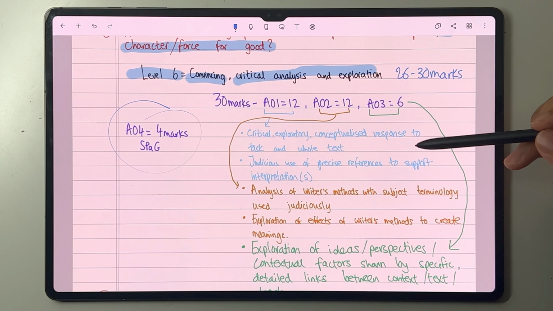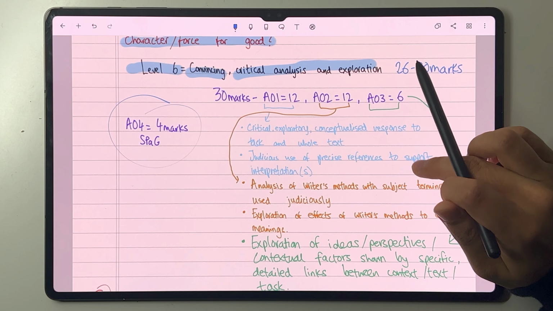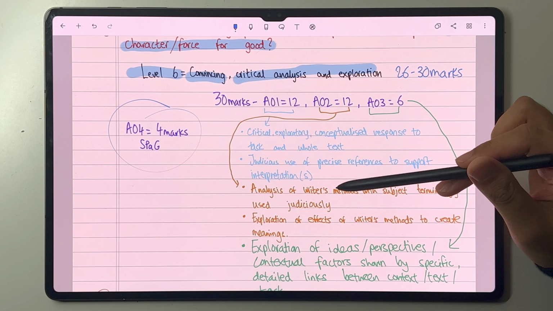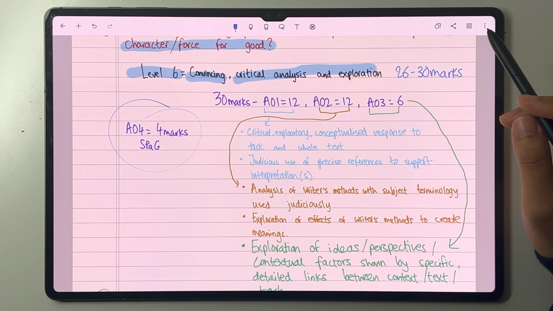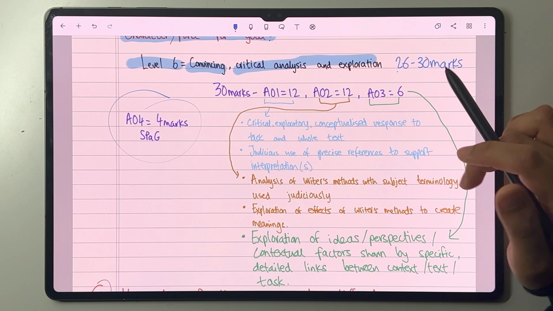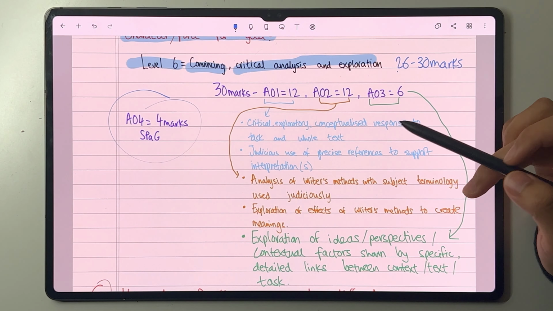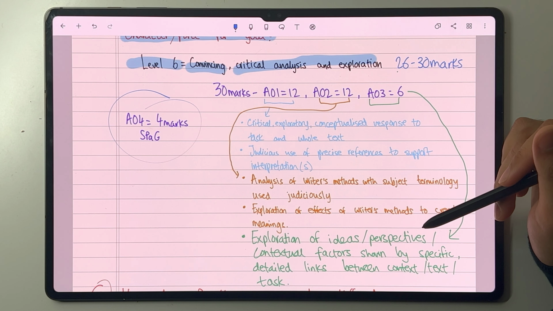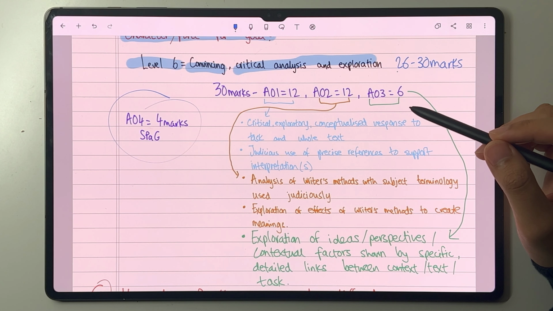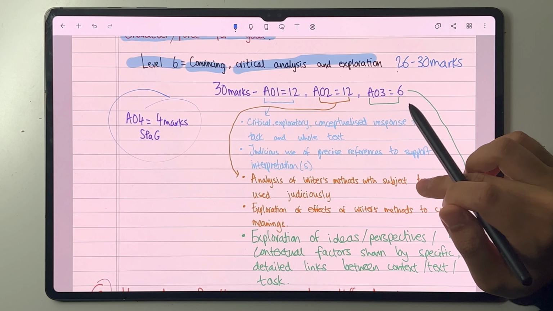AO2 is again up to 12 marks. What do you have to do? You must show analysis of the writer's methods with subject terminology used judiciously. The writer's methods, as mentioned, can include language, structure, and form. Secondly, exploration of effects of writer's methods to create meanings. So you need to dig deeper, look at the words, zoom in, and look at the meanings behind those words. And AO3, which is worth up to 6 marks, is exploration of ideas, perspectives, contextual factors shown by specific detailed links between the context, text, and the task.